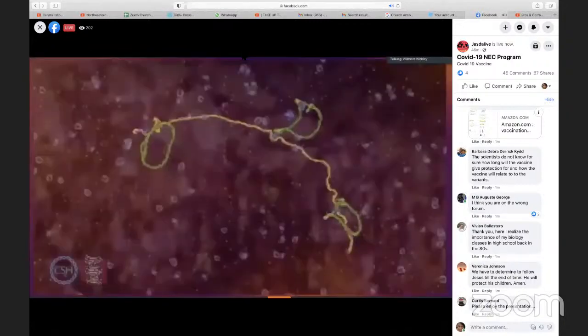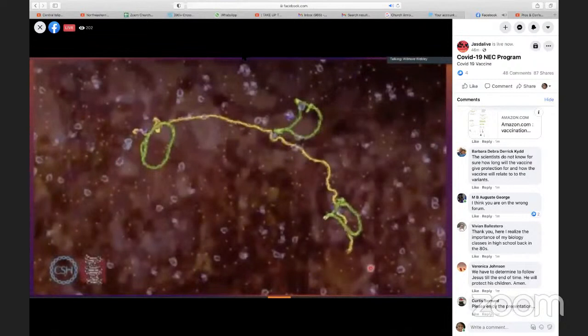And so here's an animation that shows you a lot of processing happens of the messenger RNA. And I'm spending time on this because it's important to understand the biology, even a little bit, if you're going to appreciate how the vaccine is made.